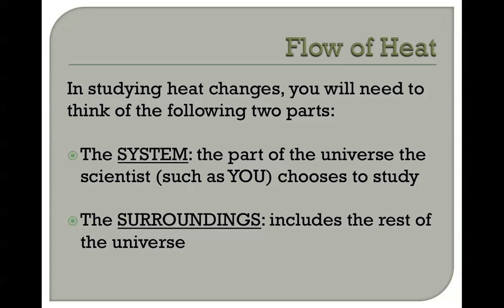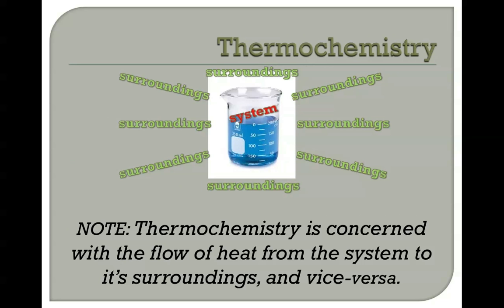So one thing I want to mention, this part isn't in your notes, is the flow of heat. We're going to lead into this. Often when we talk about the flow of heat, there's two parts to it. There's the system, the part of the universe that the scientists, such as you, are choosing to study, and then the surroundings is everything else in the universe around it. So when we talk about the flow of heat, it's important to know what the system is and what it's transferring or gaining energy from. So again, system would be, in this case, the liquid in the beaker, and the surroundings would be the beaker itself, the air around it, the table it's on.